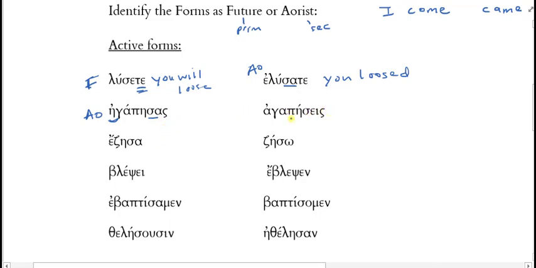Agapeseis or agapesei, that's future. Translate agapesas. That sigma's who?